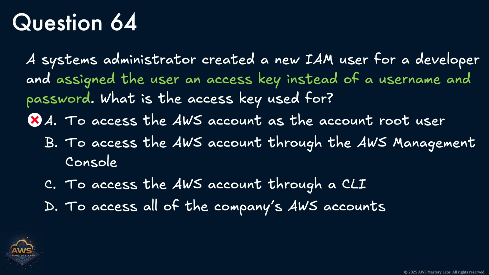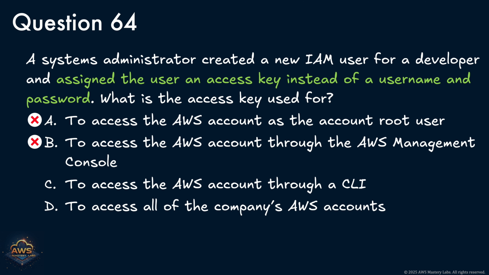Option A, to access the AWS account as the account root user. This is incorrect because the root user is unique and tied directly to the AWS account itself, not to an IAM user. Access keys can be generated for the root user, but the question explicitly says the key was assigned to a new IAM user, not the root. Also, using the root account for daily operations is an anti-pattern in AWS best practices. Incorrect because root user access is not related to IAM user credentials.